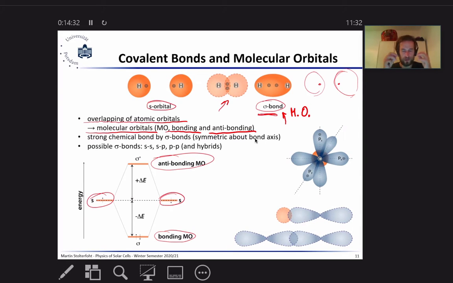So the next atomic orbital shell after the s is the p, right? Okay, we will see how this works for more complicated bonds.